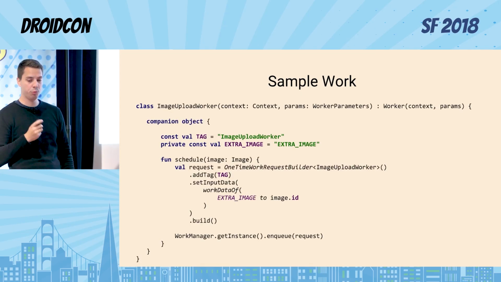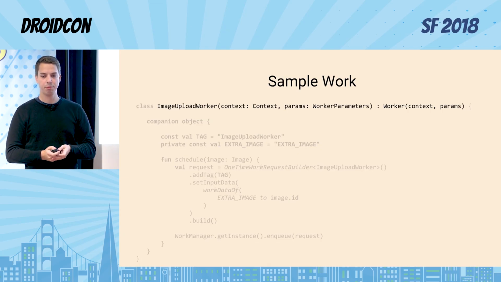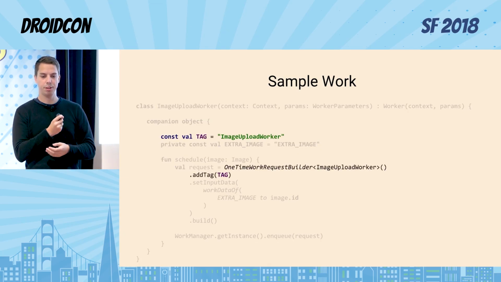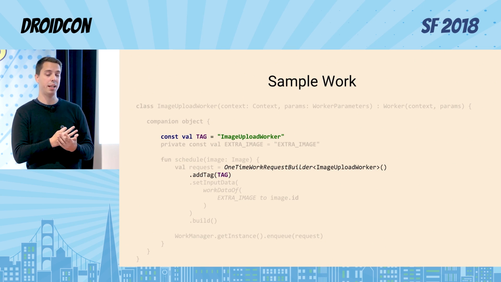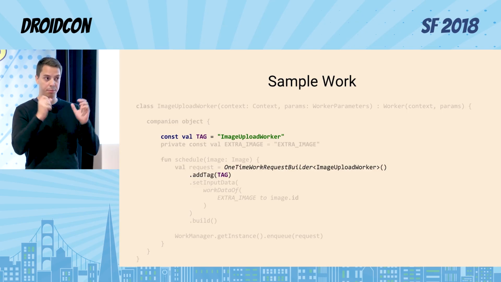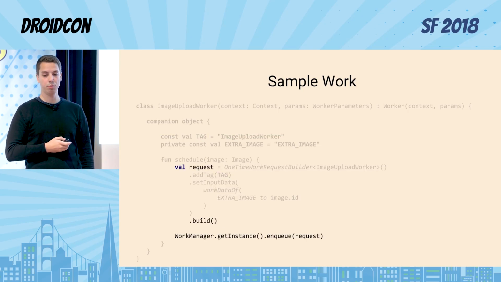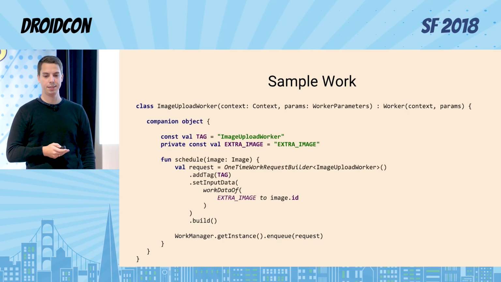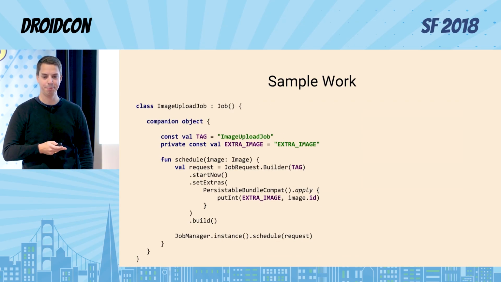Again, same thing here. How do we schedule a worker in the system? First, you create your builder object. You add a tag to it. This isn't mandatory, but I would recommend adding a tag so that you can later find a specific worker for a tag, so it helps you to identify your workers. Then you give it some input data, and then you just call build and then queue, and that's it. And same thing here. This is really similar to Android Job.